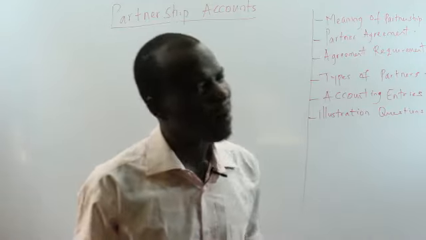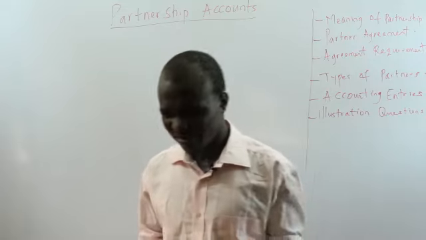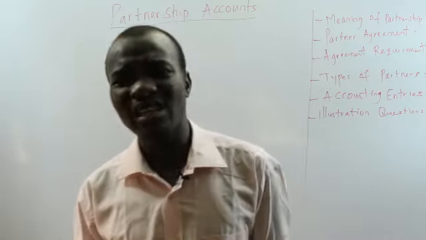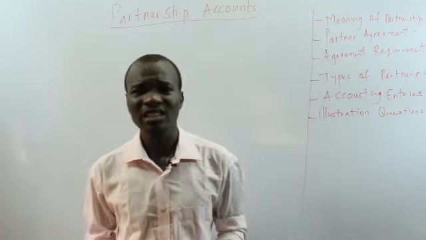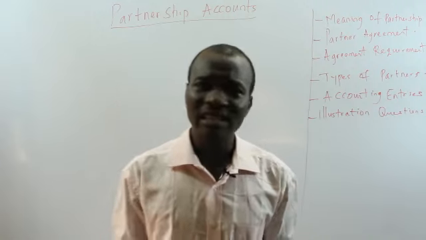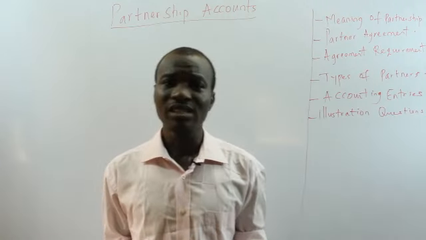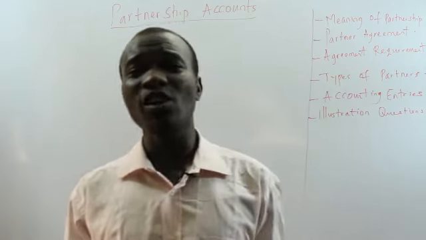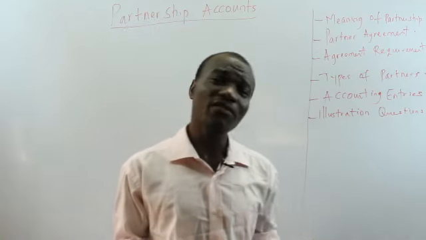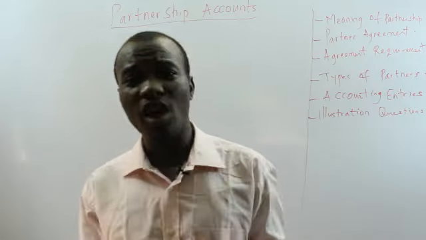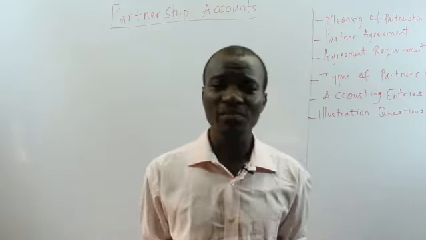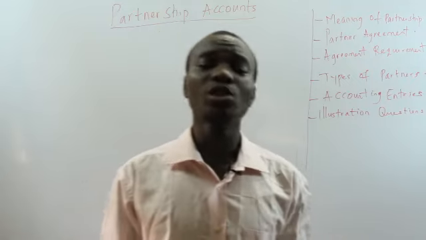Now we have limited partners. As the name says, limited partner. This form of partner contributes capital into the business, but the amount of money contributed as capital is limited. The liability of the partner is limited to the capital he contributes into the business. So if the business is being liquidated, what the limited partner will lose in the business is his capital contribution.